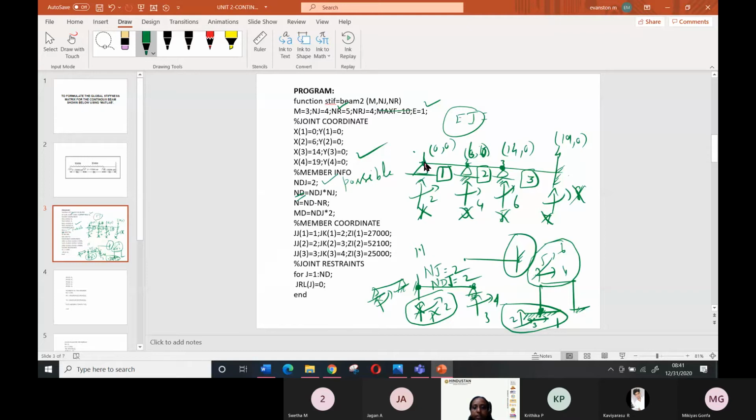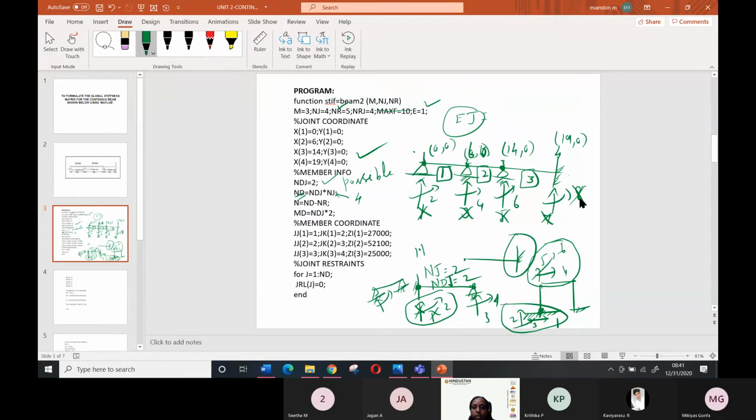So if you take here, ND, the total degree of freedom, is equal to NDJ into NJ. NDJ is equal to 2 and ND is equal to NDJ into the number of joints. That's 2 into 4, which is equal to 8. The number of joints is equal to 4.